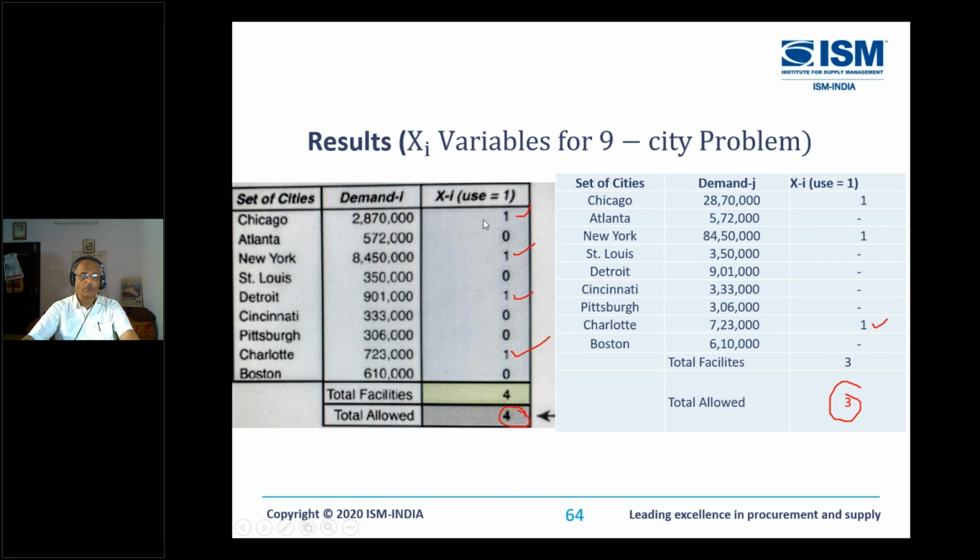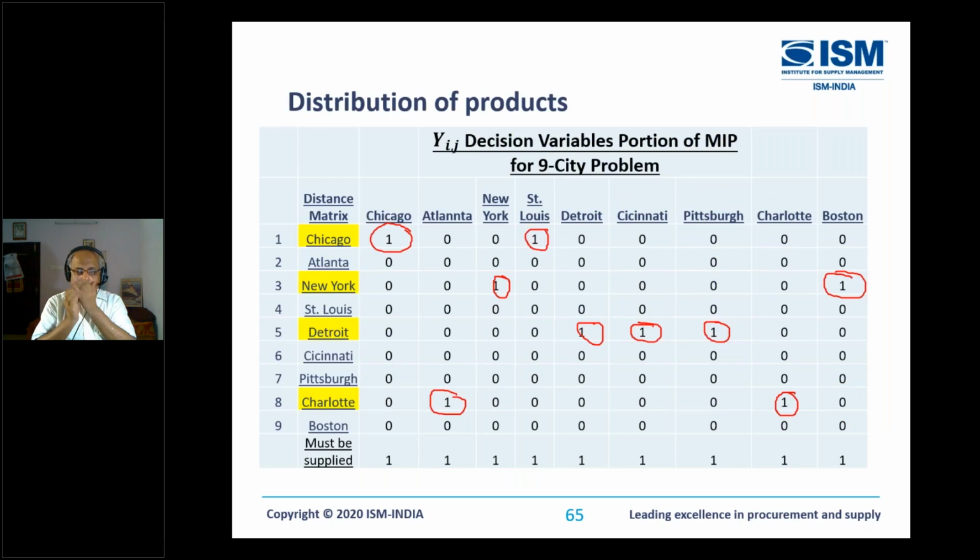Whereas if I open four warehouses, I should open Chicago, New York, Detroit, and Charlotte. Now when you look at the Y, if I look at the YIJ chart, sorry.